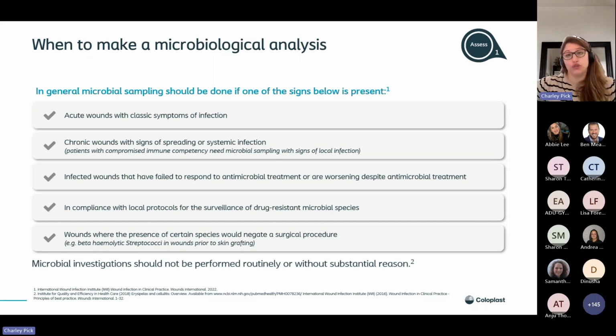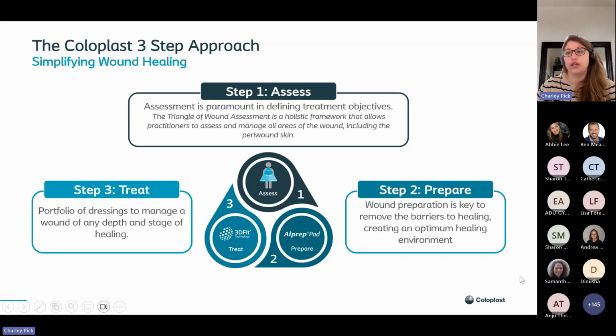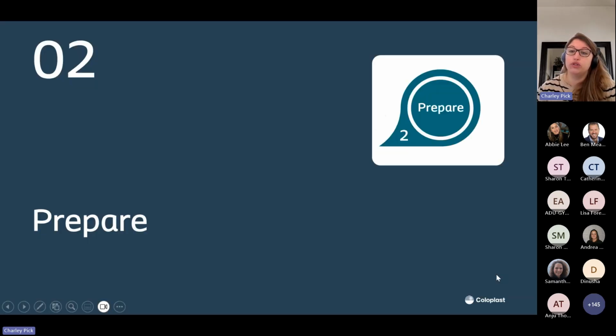Now, please make sure that you follow your local policies and protocols for wound swabbing. This is a generalised idea of when you should and shouldn't swab, but of course you will have your own local policies and procedures. Now, we've done a thorough holistic assessment of our patient, and we've assessed using the triangle of wound assessment: the wound bed, wound edge, and peri-wound skin. We're now going to move on to wound step 2, which is our prepare.